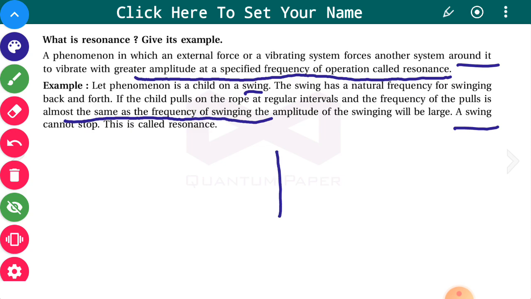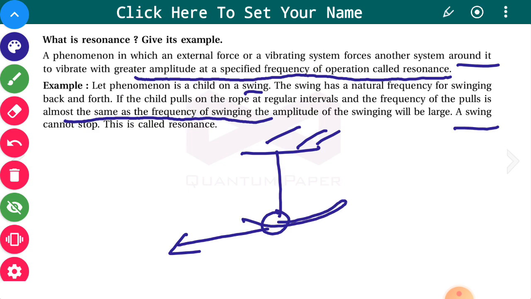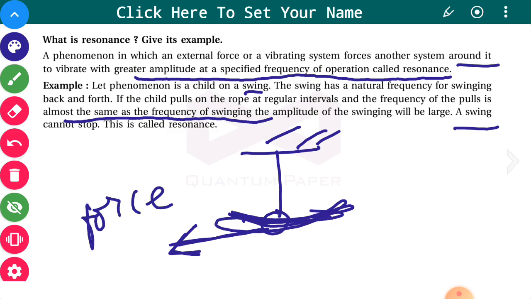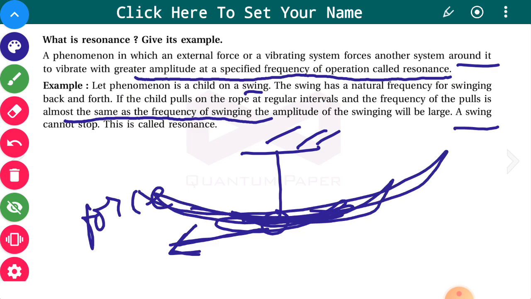Okay, so whenever the child is swinging, we have to pull the rope with the same frequency as the frequency of oscillation. If you are not pulling the rope at the frequency of the oscillation, then there may not be an increase in the amplitude. But if this applied force has the same frequency as that of oscillation, then the amplitude of the swing will increase gradually.